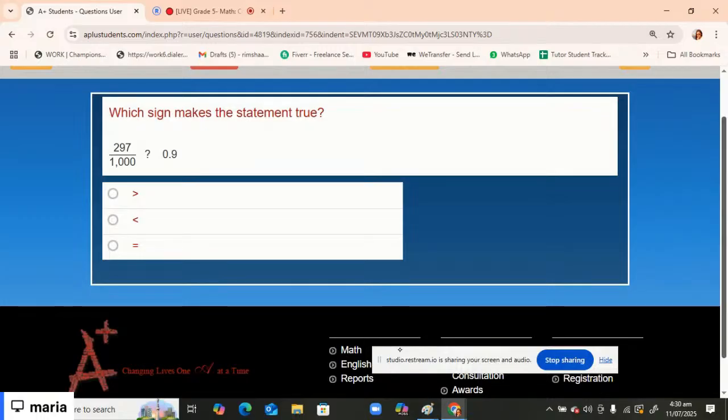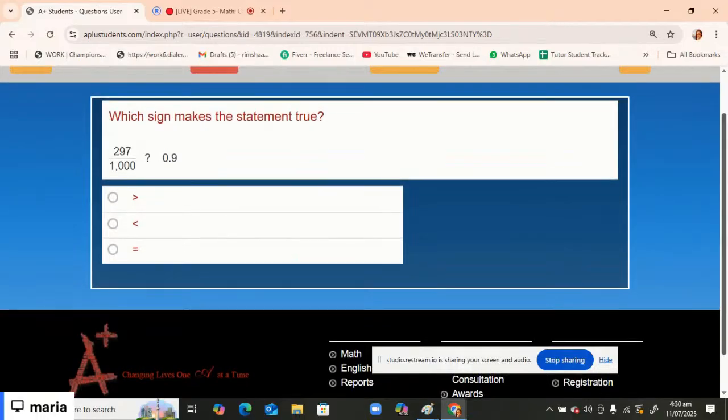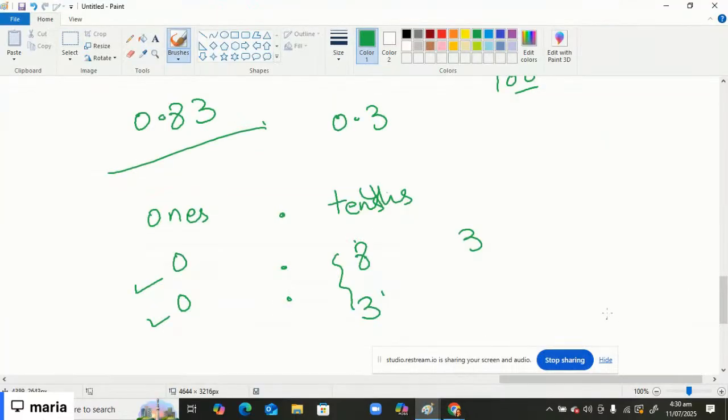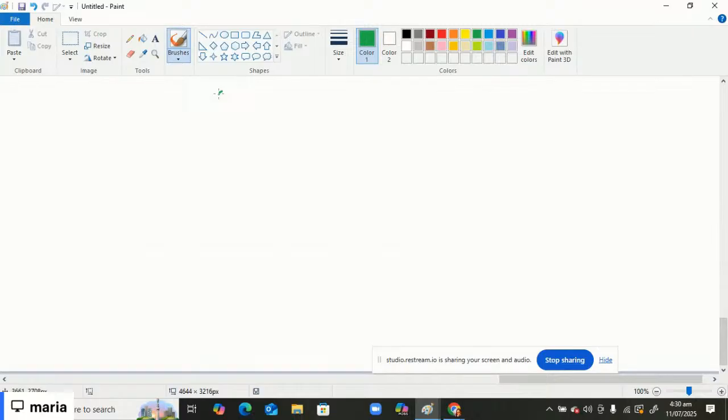Which sign makes the statement true? 297 over 1000 or 0.9? First we solve it and get 0.297, and this is 0.9. Now when we count the digits, this one is greater, this one is less.